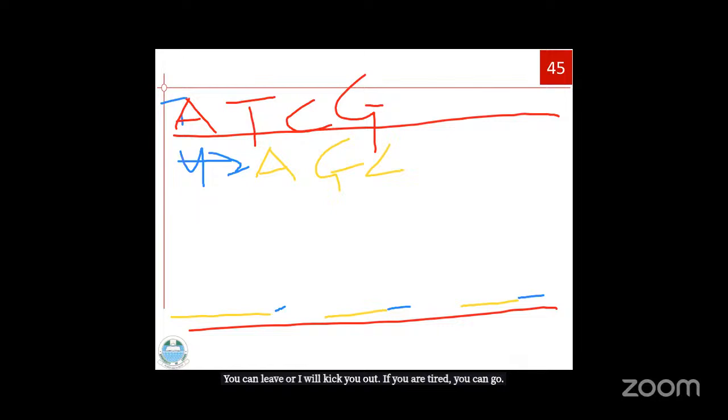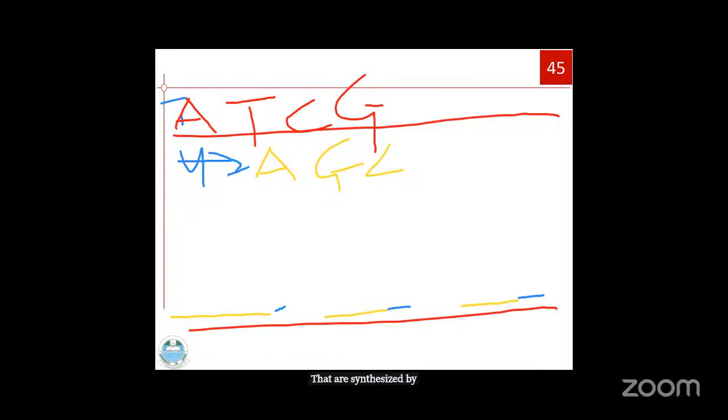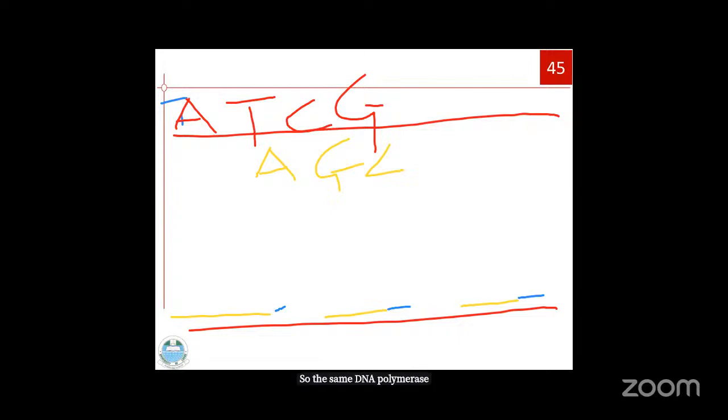Okay, so after the whole process, we have an enzyme, DNA polymerase 1, that does two things. The first thing it does is that it removes the RNA primers that are synthesized by primase. Secondly, it now replaces the empty nucleotide. For instance, if the RNA primer is removed, this one is blank, the A is absent, right? A has no complementary nucleotide. So the same DNA polymerase 1 will now substitute that, right, with a T. We now bring T to it.